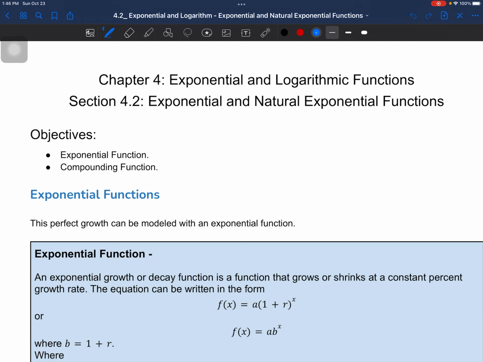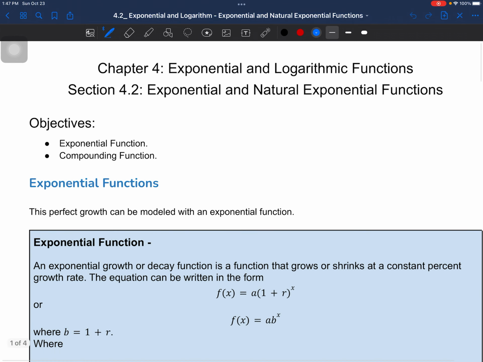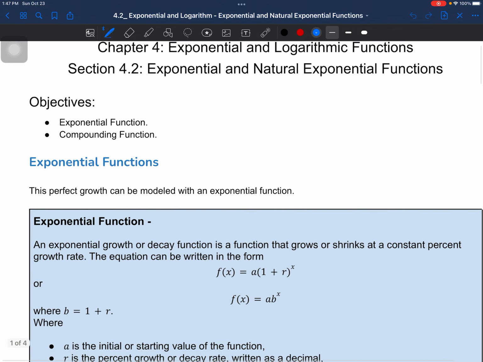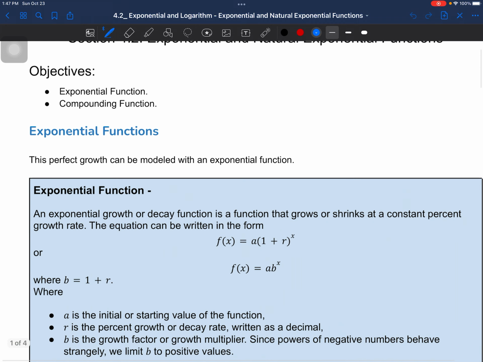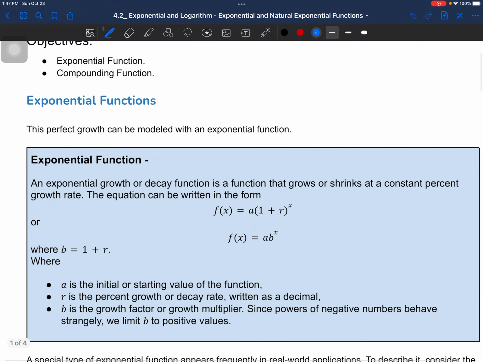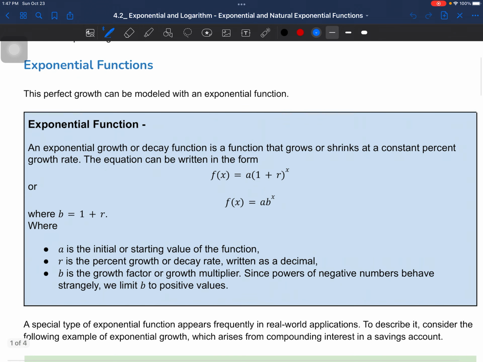Hi class, welcome back. So today we're gonna introduce section 4.2. In this section we'll talk about exponential and natural exponential functions, in particular what we call a compounding function. So we'll introduce first the exponential function, and then we'll have a few problems where we discuss the compounding part.